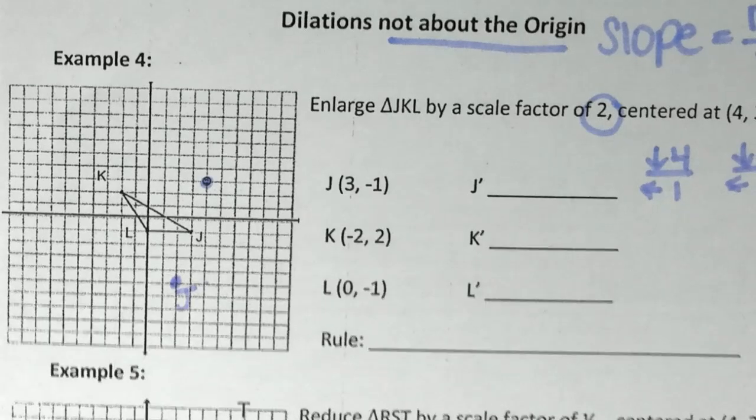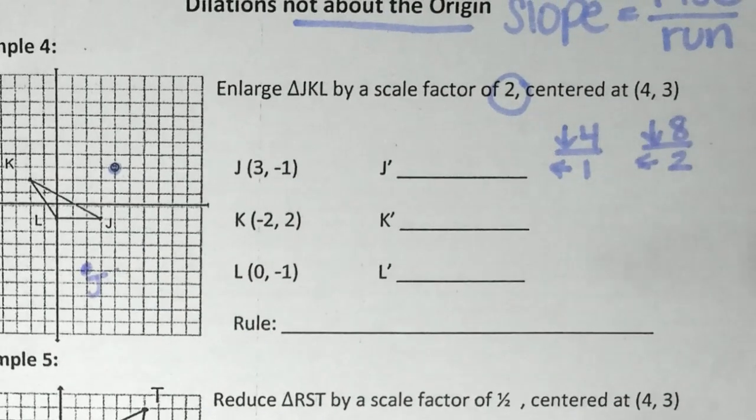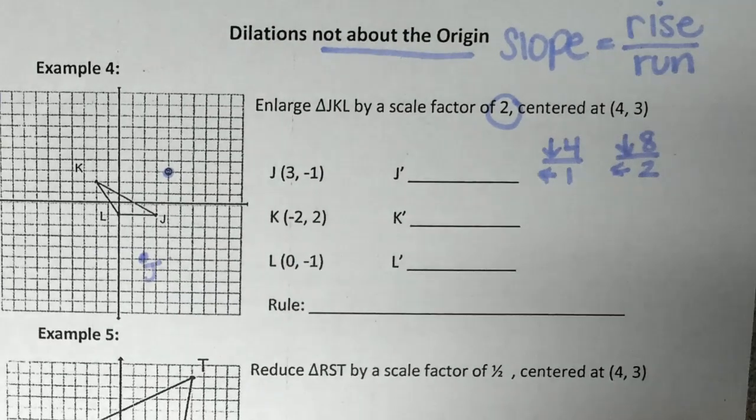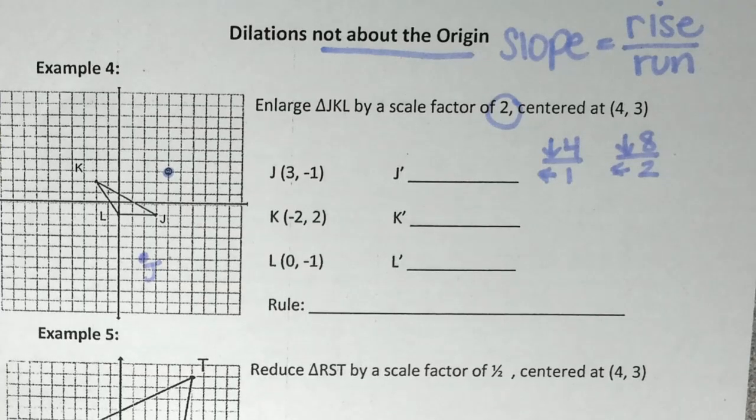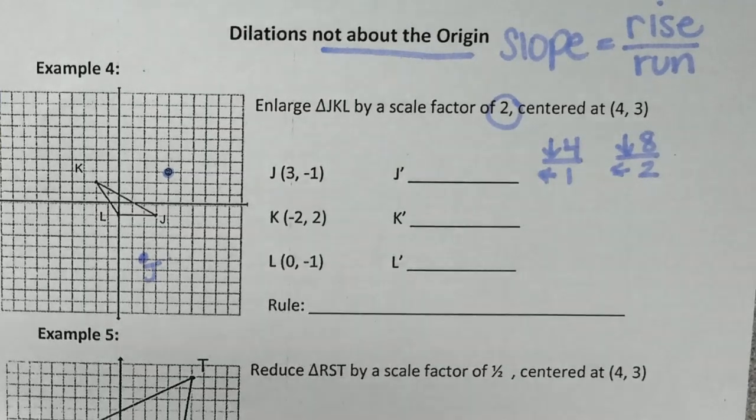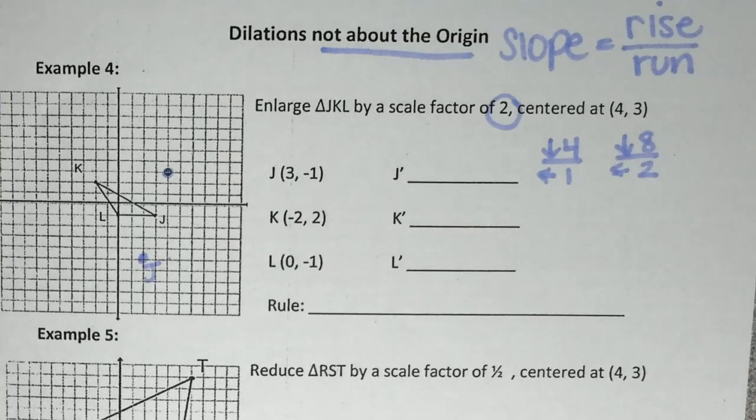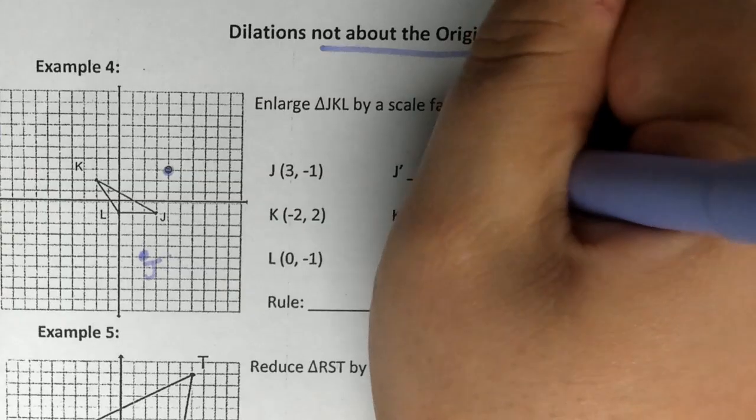Write that down now. Do your slope. I went down 4, left 2. No, left 1. Now I got to double it. Down 8, left 2. What point is that at? 2, -5.